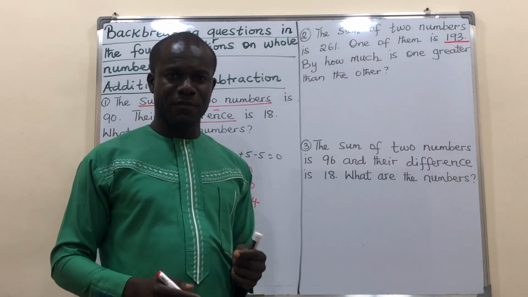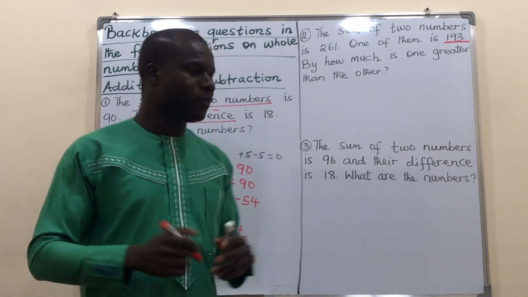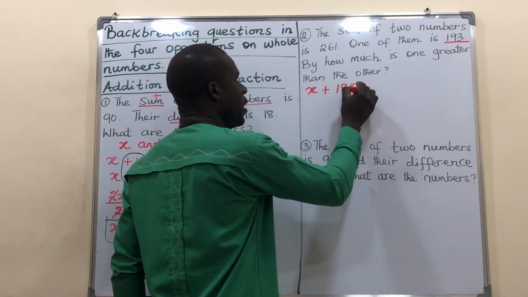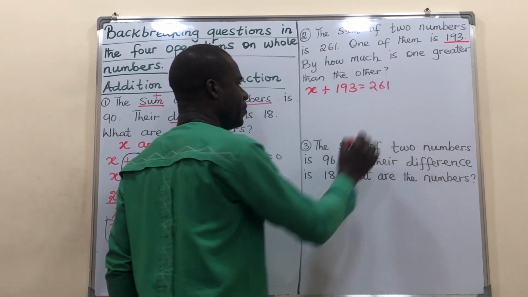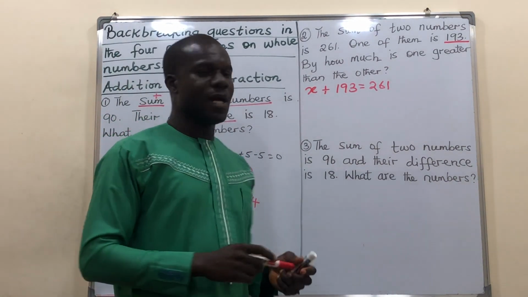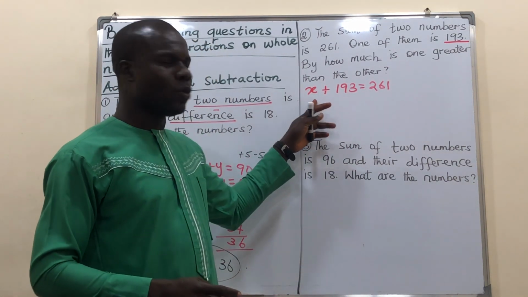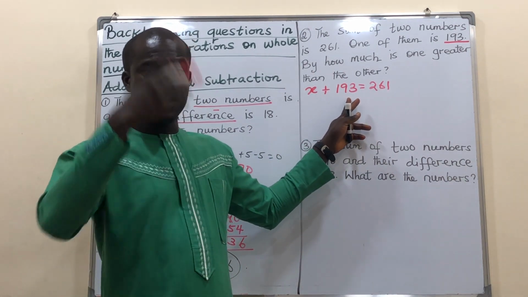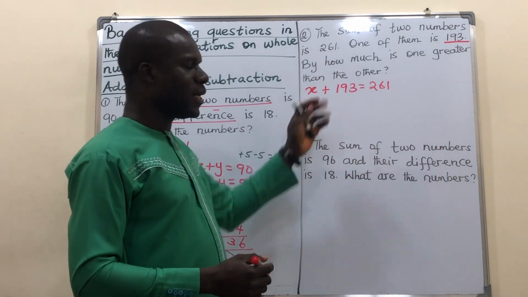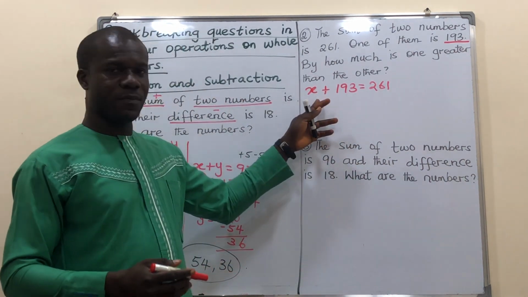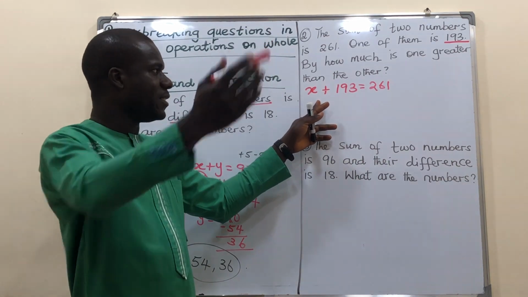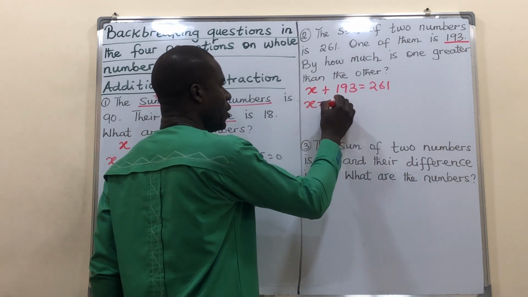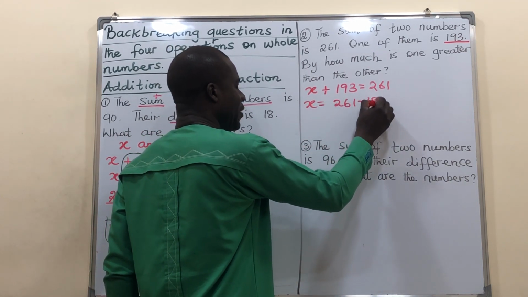So the other number not given, I'm going to represent it with x as well. So x, the number not given, plus the number given, 193, equals 261. Now at this point, I'm going to collect like terms so I can know what the other number stands for. To do that, I'll move plus 193 to the right hand side. 193 is a positive number. You can see the plus there. As it crosses to the right hand side, the plus will change to minus. So we'll have x equals 261 minus 193.